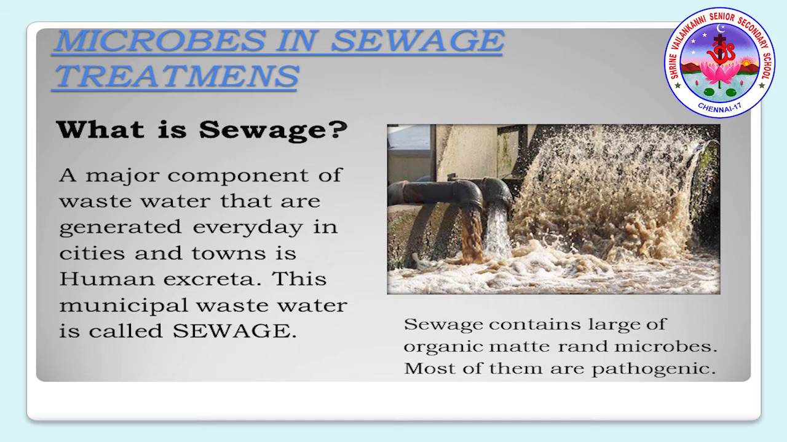Why do we need sewage treatment? Because sewage contains a large amount of organic matter and pathogenic microbes. Before discharging into natural bodies, sewage is made less polluting. So sewage is treated in sewage treatment plants. In short, we will be calling that STP. So STP is nothing but sewage treatment plants.